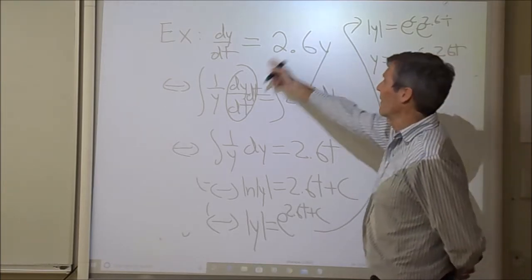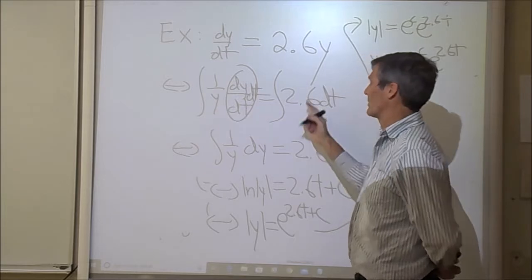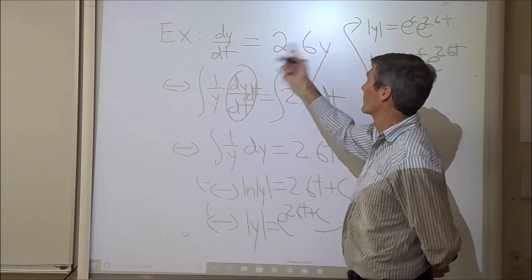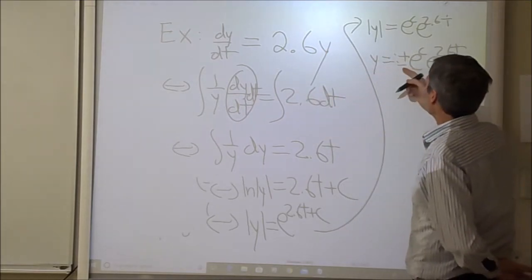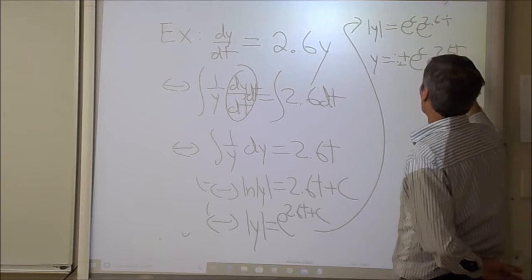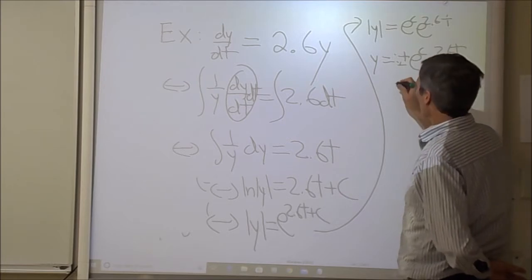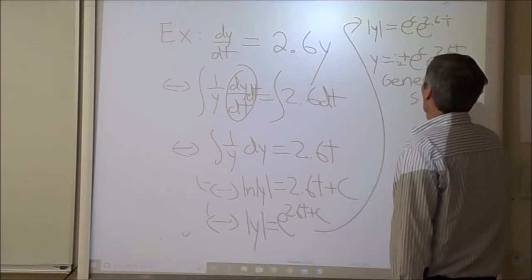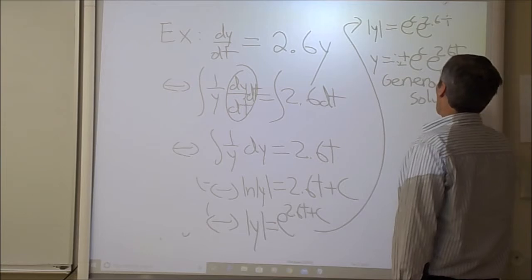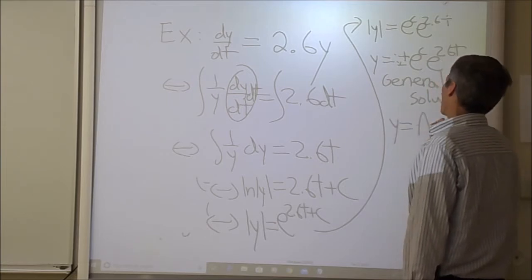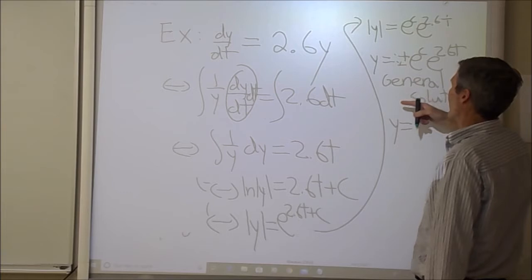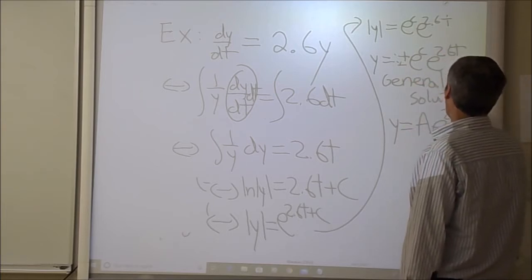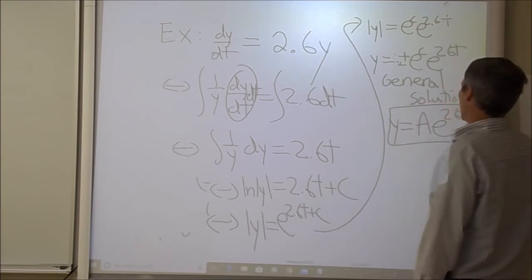There's one more thing. When I divided through by y, I assumed y equals 0 wasn't a solution. If you go back and check by plugging in, the derivative of 0 is 0, and the right-hand side is 0. So 0 is a solution. So not only is plus or minus any constant times e to the 2.6t a solution, the general solution, when you include the y equals 0 solution that we previously omitted, is y equals a e to the 2.6t, where a is plus or minus e to the arbitrary constant c, or 0. There's the general solution to this differential equation.